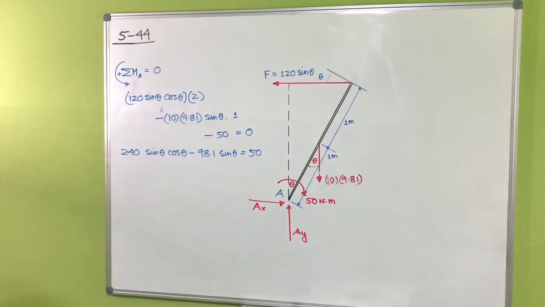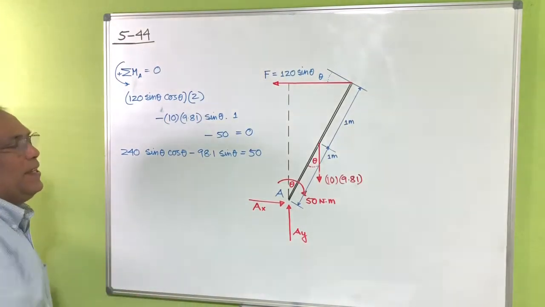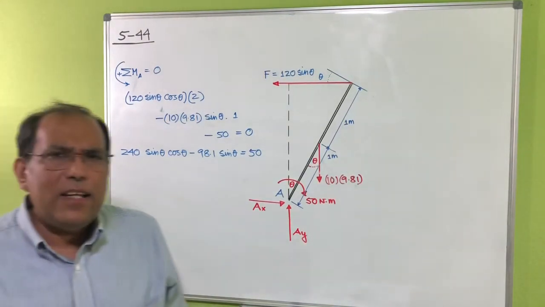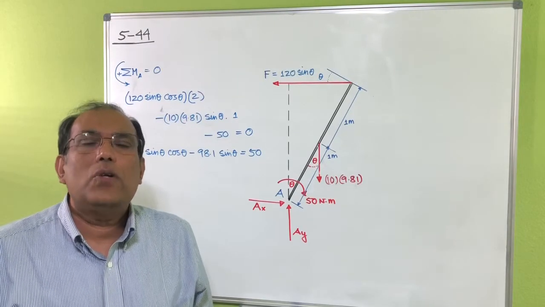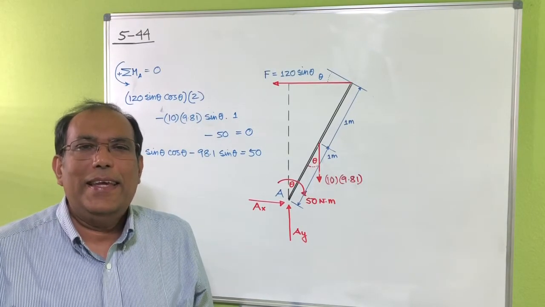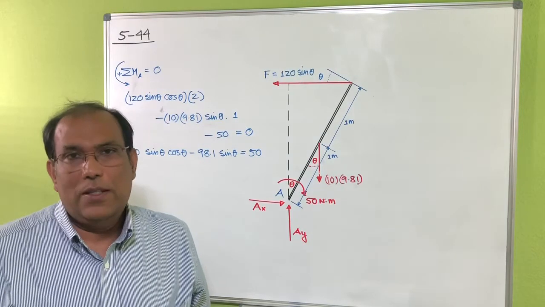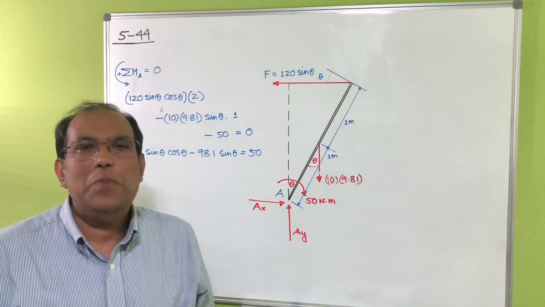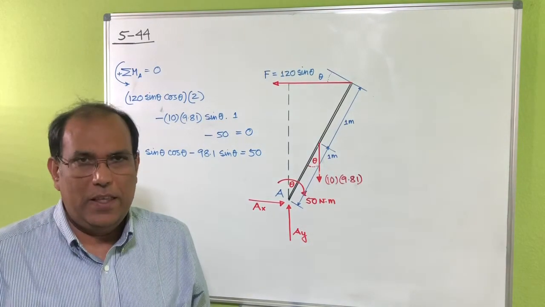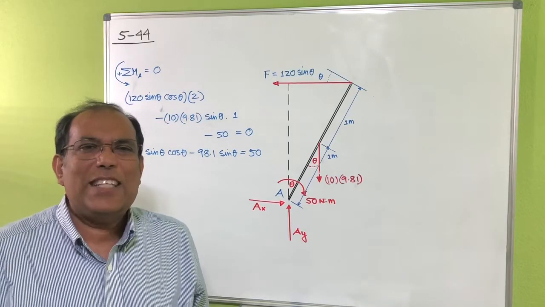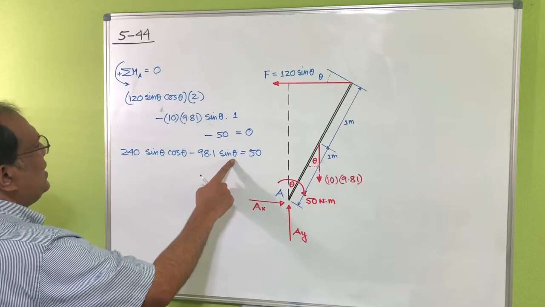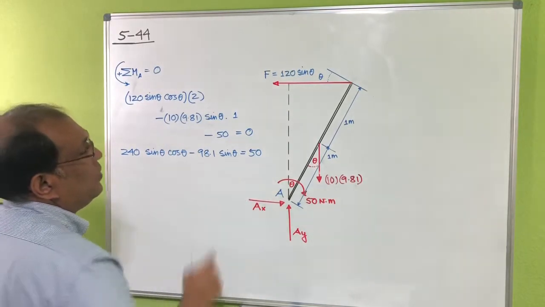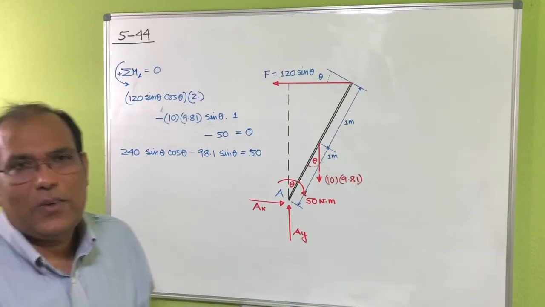Okay, so that's the equation we get there. Now it's kind of difficult to solve that equation here, so we'll try a numerical solution, which means a trial and error method. We'll just assume any value of theta here and see whether the left side would be equal to 50 or not.